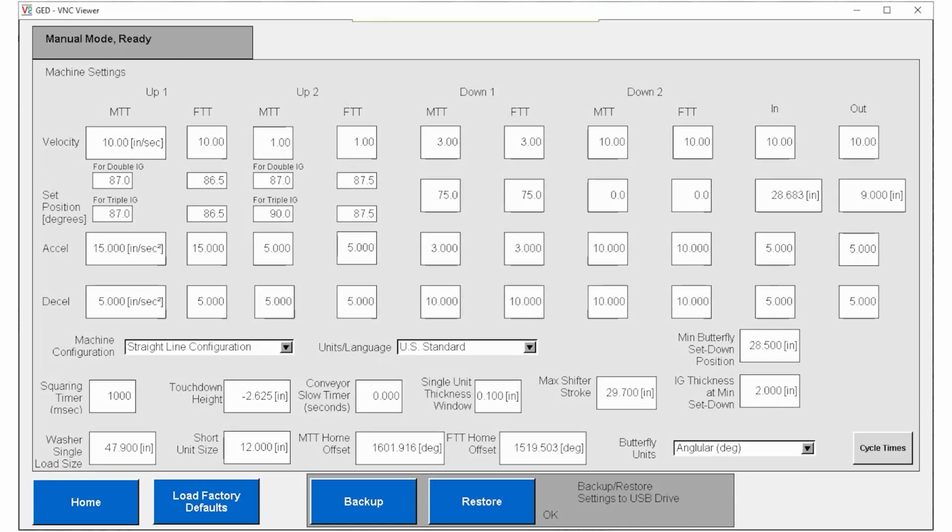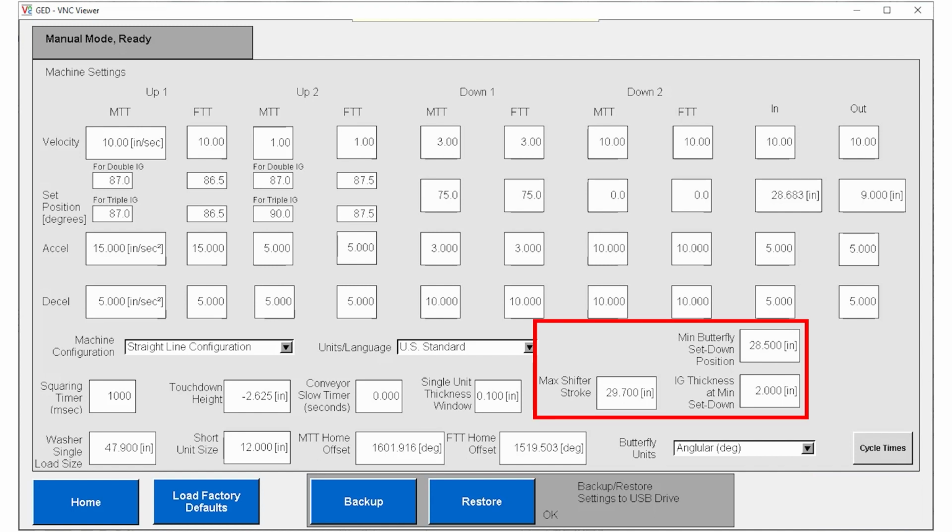While it is imperative to have the top of the triples fall over, it's not necessarily beneficial for a double to fall over. For this reason, the set positions for Up 1 and Up 2 are divided. There's a capability to create 2 different profiles between doubles and triples. Now back to this group of parameters.